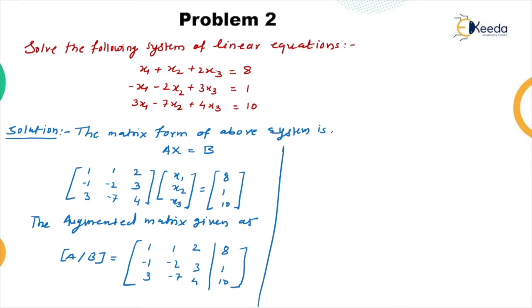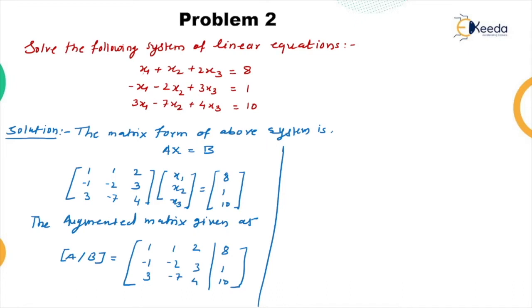x1 plus x2 plus twice x3 is equal to 8. Second equation, minus x1 minus twice x2 plus thrice x3 is equal to 1. And third equation, thrice x1 minus 7x2 plus 4x3 is equal to 10. So we have to find the values of x1, x2, x3, which means we have to find the solution of the system of linear equations.